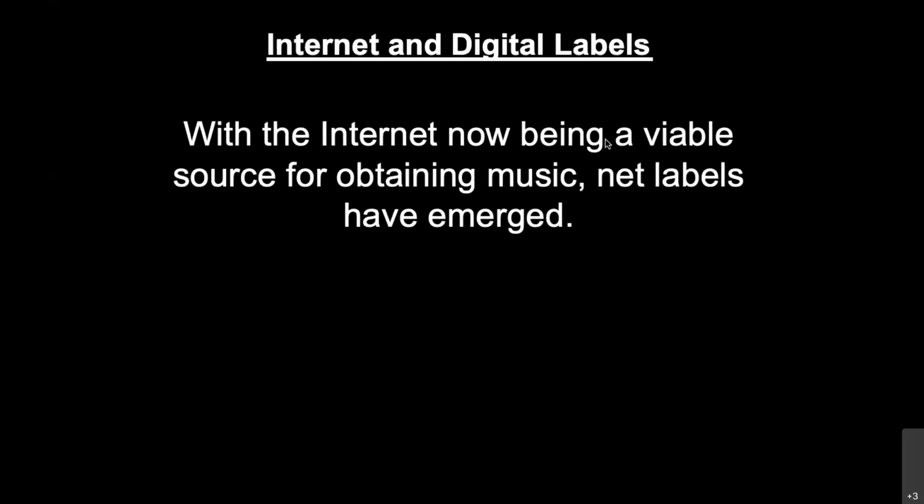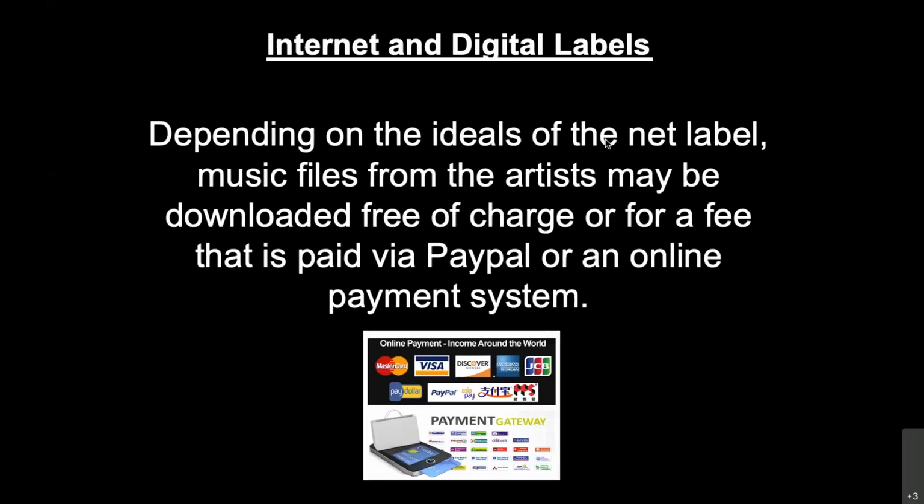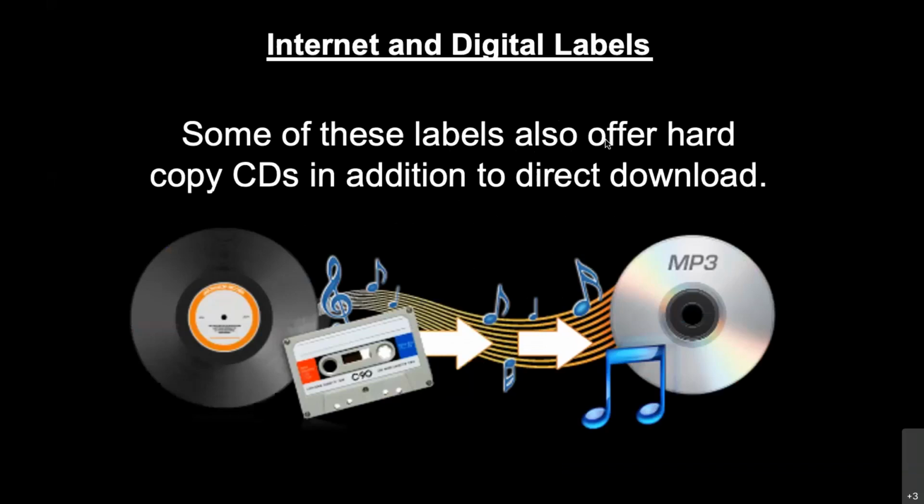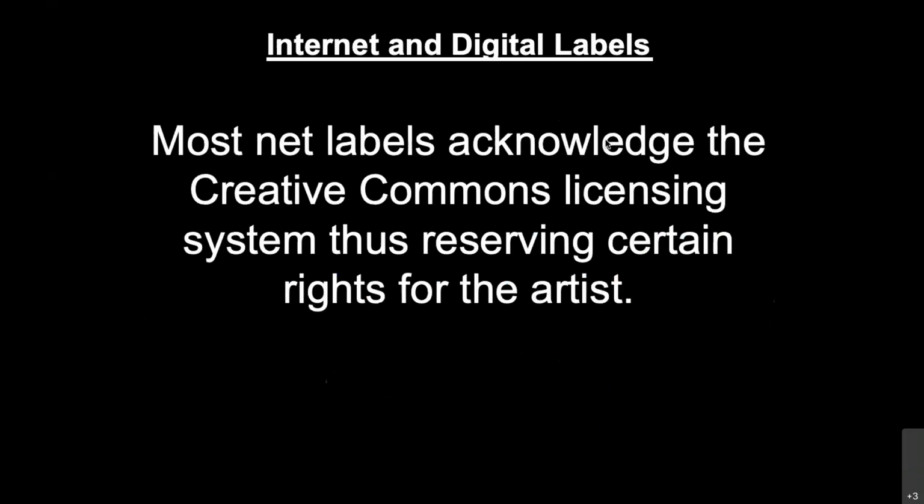Now let's talk about the internet and digital labels. Now, with the internet being a viable source for obtaining music, net labels have emerged. Depending on the ideals of the net label, music files from the artist may be downloaded free of charge or for a fee that is paid via PayPal or some sort of online payment system. Also available for streaming. Some of these labels also offer hard copy CDs in addition to direct downloads. You can ask to have them burned on the spot.